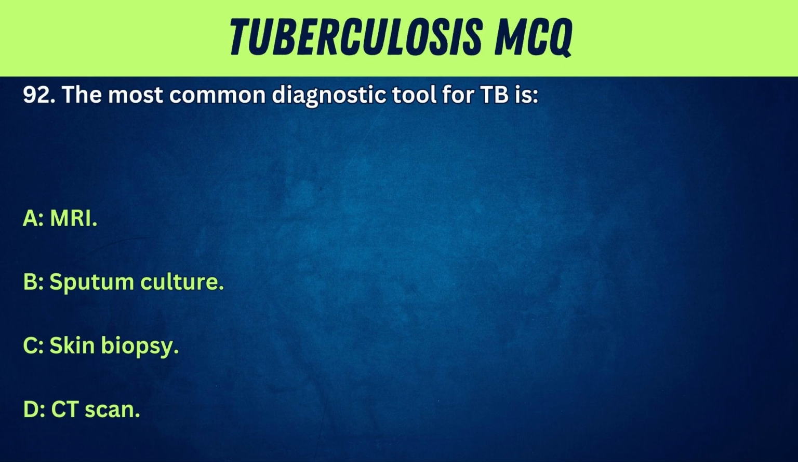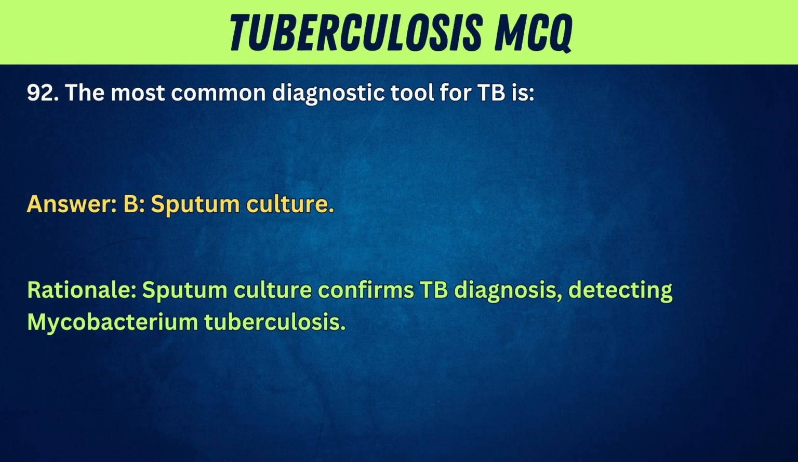92. The most common diagnostic tool for TB is A. MRI. B. Sputum culture. C. Skin biopsy. D. CT scan. Answer: B. Sputum culture. Rationale: sputum culture confirms TB diagnosis, detecting Mycobacterium tuberculosis.